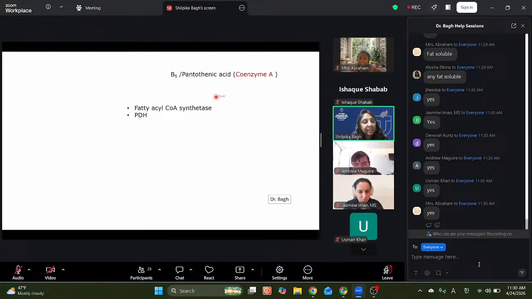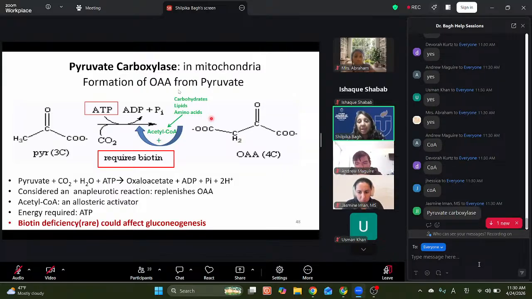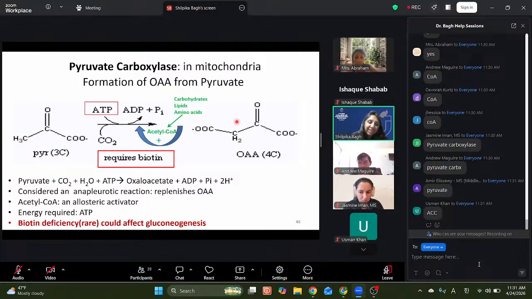What is the active form of B5? CoA, absolutely wonderful. So vitamin, active form, and where they are present. Biotin for carboxylation. Give me 2 carboxylases that require biotin, just 2, maybe 1. You should know the enzyme they are linked to. Then only you will know: pyruvate carboxylase, that's all.